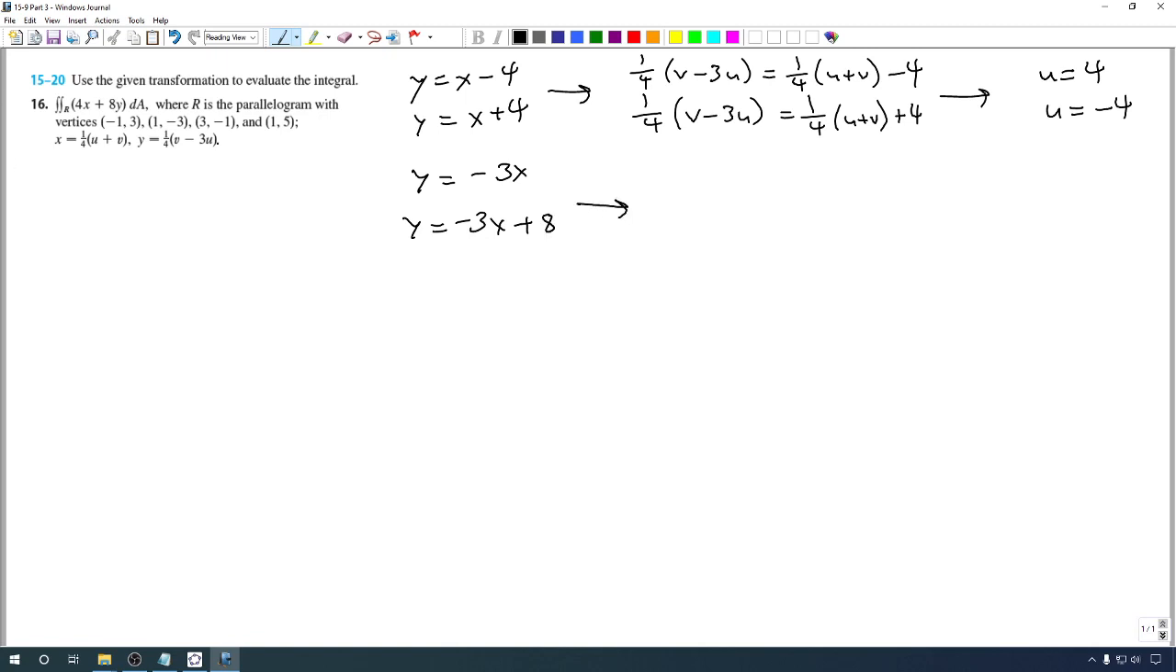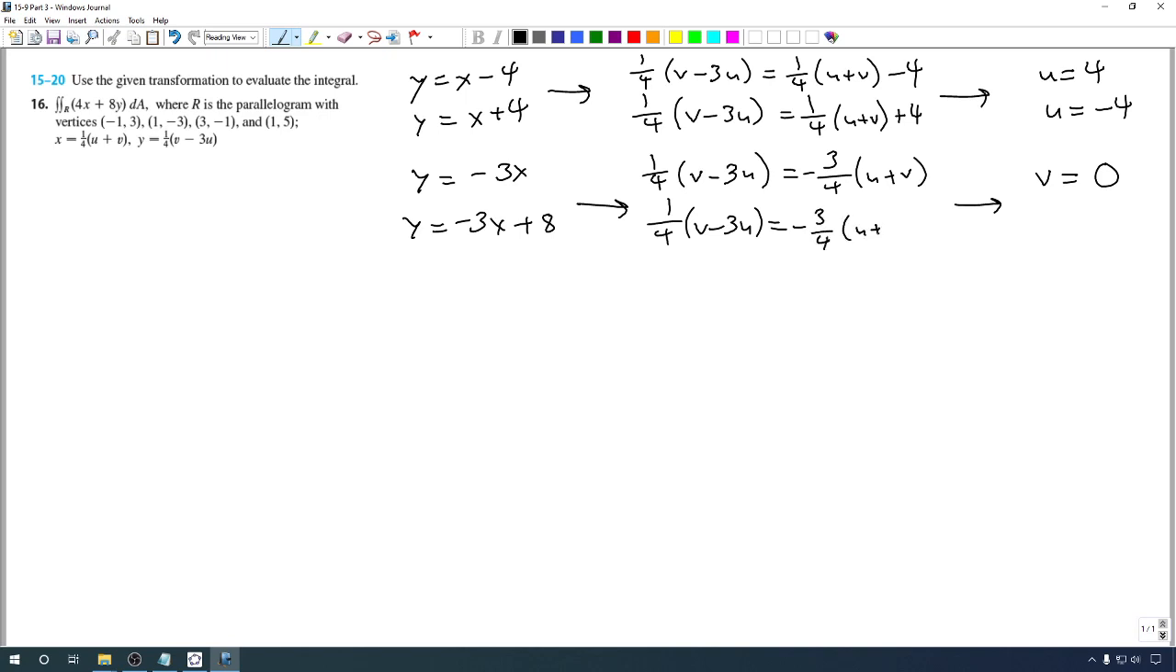If you go ahead and plug these formulas in there, so y is again 1/4 (v minus 3u). That's going to have to equal -3 times 1/4 (u plus v). When you solve that, you get v equals 0. All the u stuff cancels out. Similar things here. Everything stays the same, but we put a plus 8 at the end of it. And we go through all those steps. Of course, because we're essentially just bringing all this over here and everything simplifies to v, we get v equals 8.